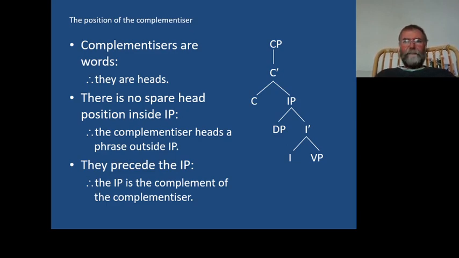Now note, this suggests that clauses have a two-level analysis. There is a lower part to the clause, which is the IP. That's what we've been looking at so far. And then there is a higher level, an upper level to the clause, which is the CP.